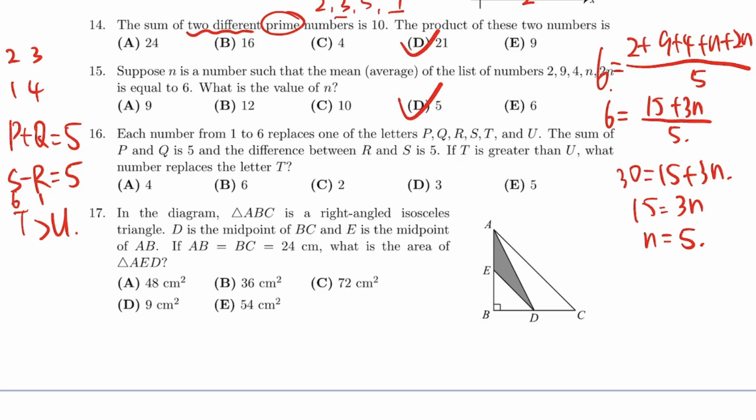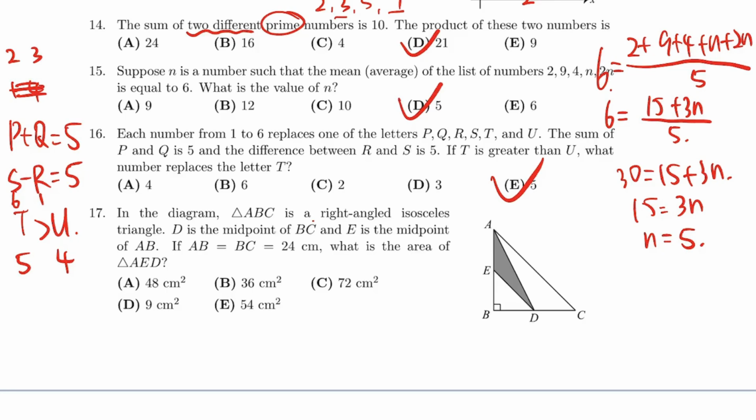Since R is 1, so P and Q can't be 1, right? So only 2 and 3 can be P and Q. And we have already used 1, 2, 3, we left 4 and 5, right? So T is greater than U, which is 5 can be greater than 4. So T is 5. Answer is E.